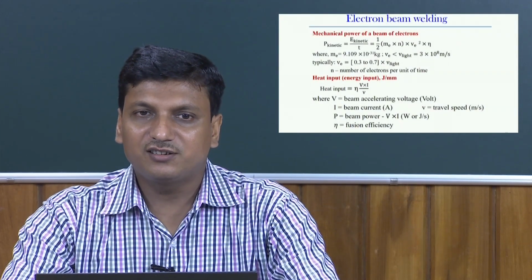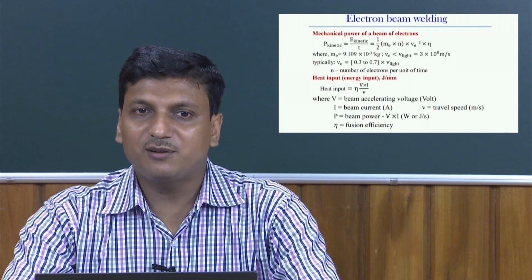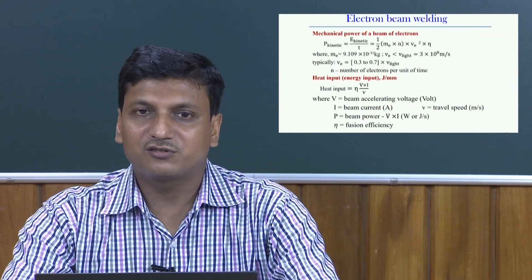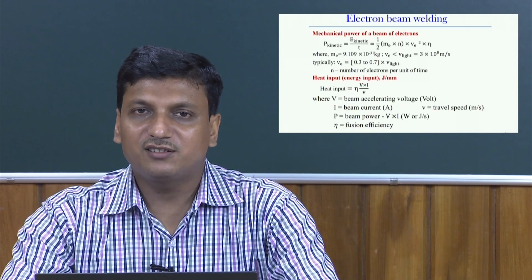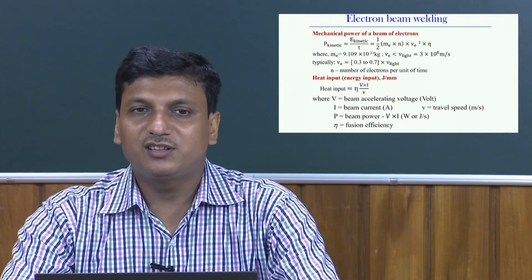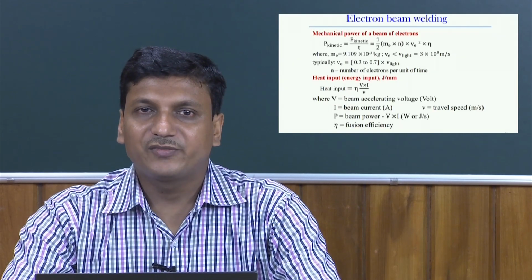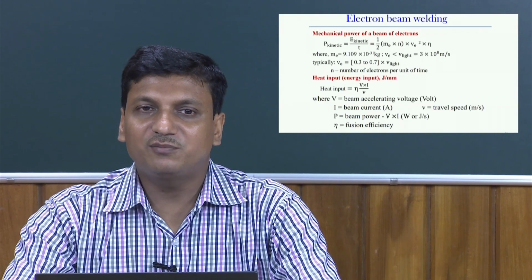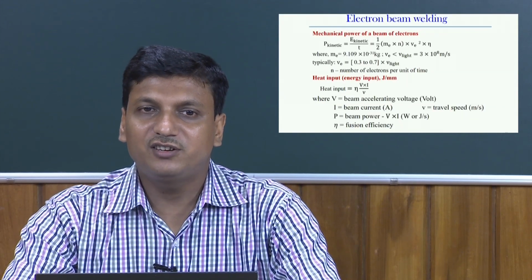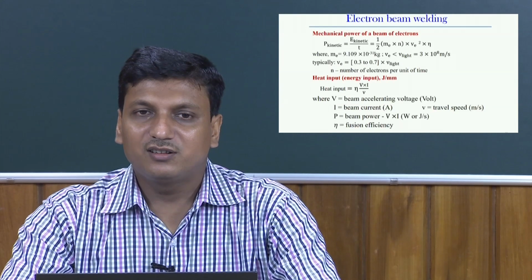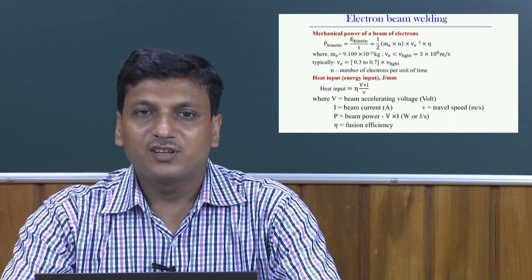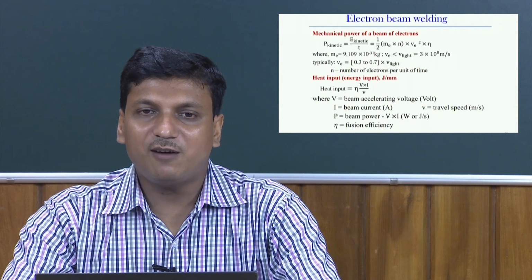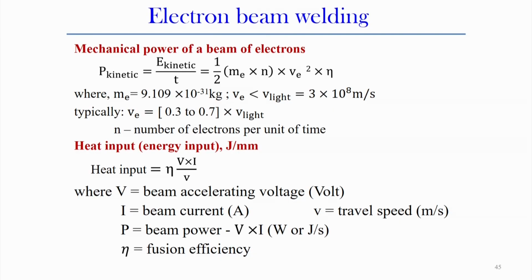The first calculation is how to estimate the mechanical power of a beam of electrons. If you see the formula, it is the kinetic energy of the electrons divided by time. So, power is the energy divided by time, which is estimated by half of m n V square into efficiency.